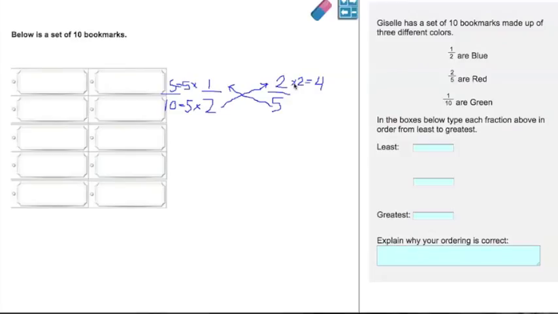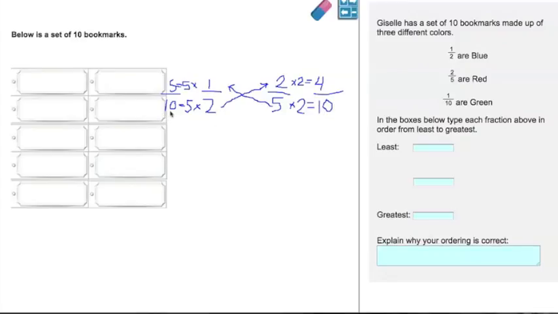Over here, we multiply the numerator by 2, so we also multiply the denominator by 2. 5 times 2 equals 10. So now you see 2/5 also equals 4/10. This also gives you a common denominator of 10.